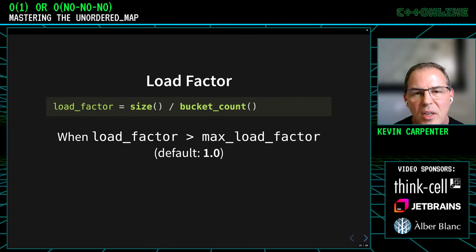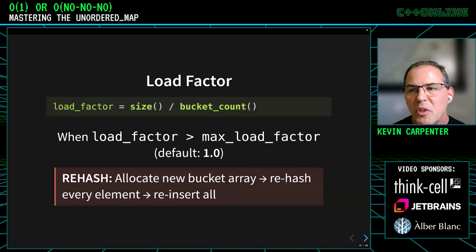So part of the buckets being set up is what we call the load factor. And the standard tries to keep buckets short by rehashing when the table gets too full. But rehashing has costs. And so the load factor is the size divided by the current bucket count. And when the load factor gets beyond the max load factor, well, that's when we do a rehash. And a rehash is going to allocate a whole new bucket array, rehash every element, and then reinsert all of them. And this too ends up being a performance problem if we're not careful.